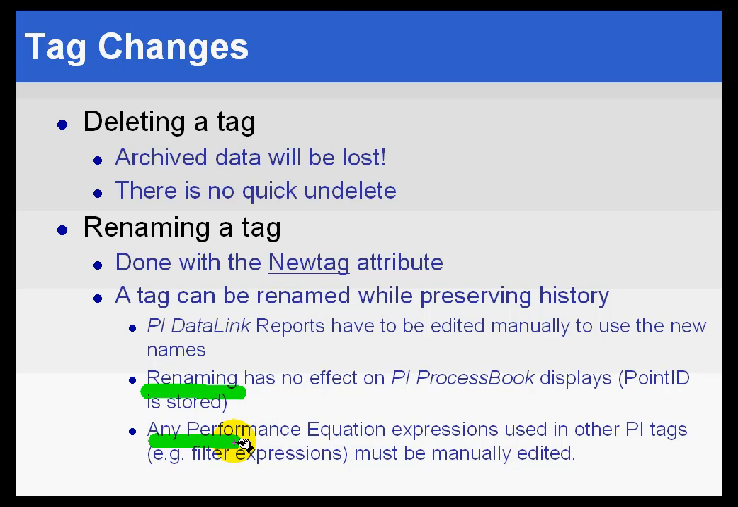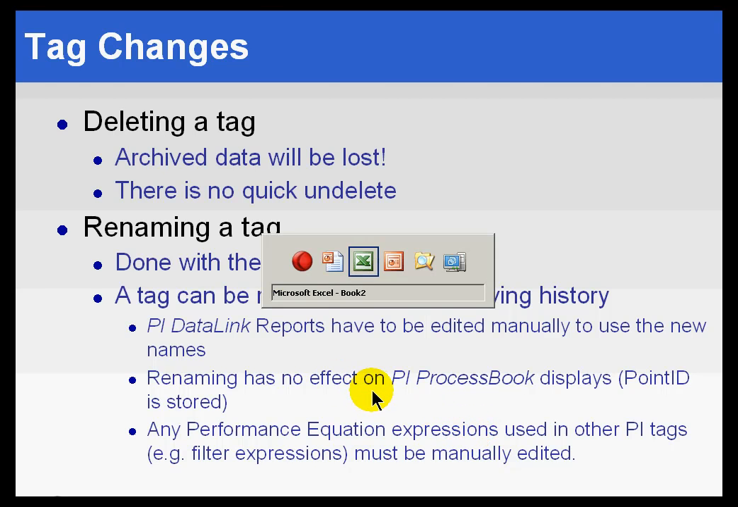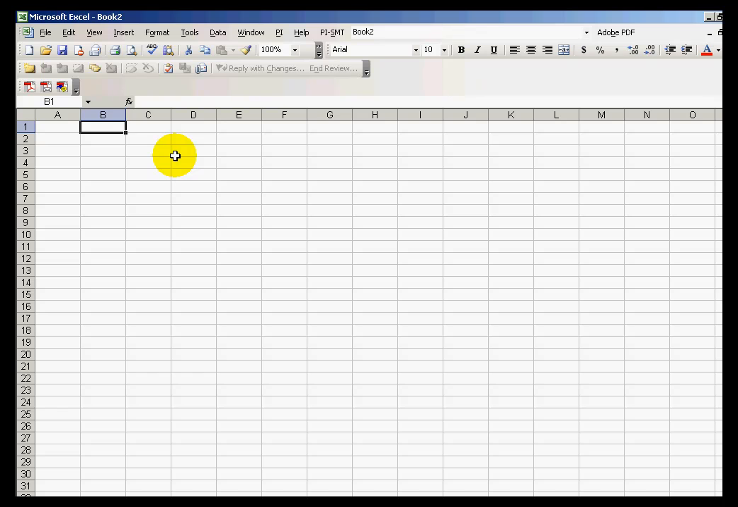And then finally, any performance equations that use performance equation expressions with hard-coded tag names are going to need to be changed as well. So I said you would do this using the tag, new tag structure. It would look something like this.